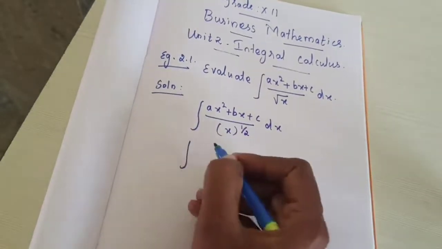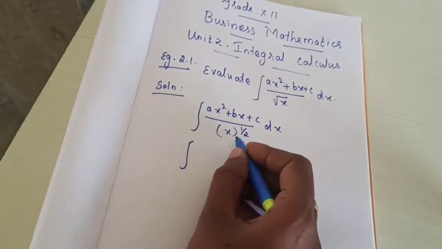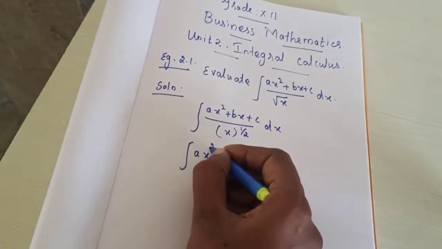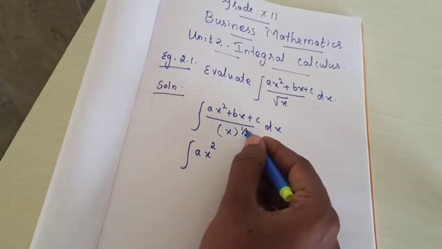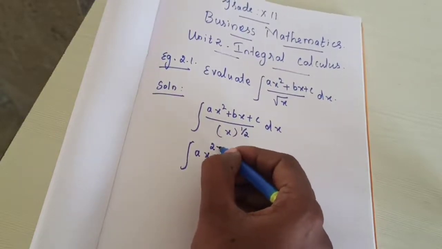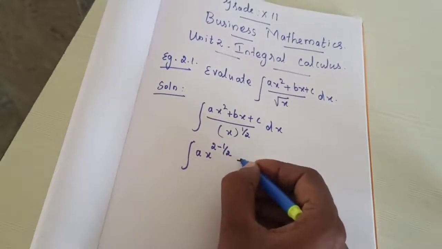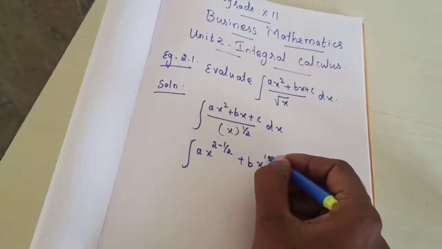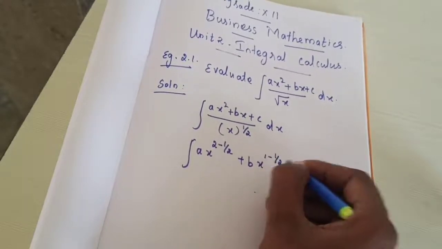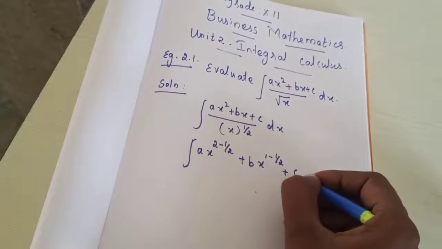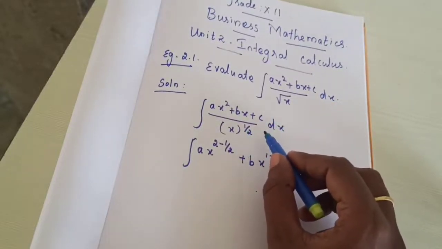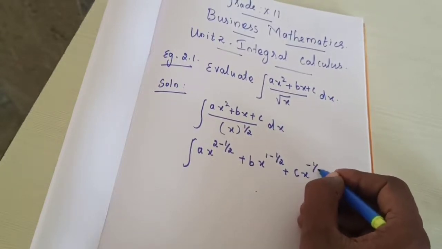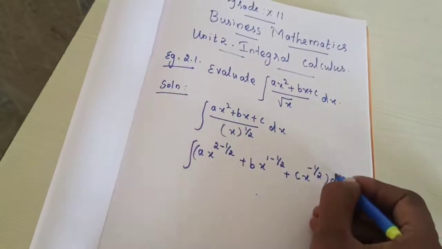Next step, we are going to bring this x power to the numerator. So what will happen? a x power 2 is already there, is it right? If you bring this power 1 by 2 to the numerator, it becomes minus 1 by 2. Plus b into x. Here nothing is there, means 1. Bring this power to the numerator: minus 1 by 2. Plus c into, for each and every term you need to bring, so c into x power minus 1 by 2 into dx.